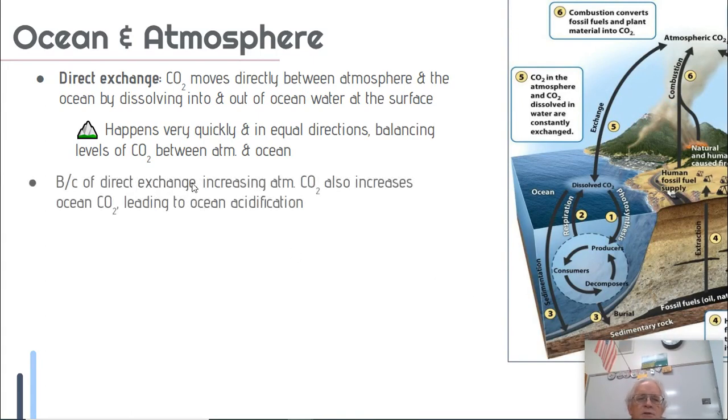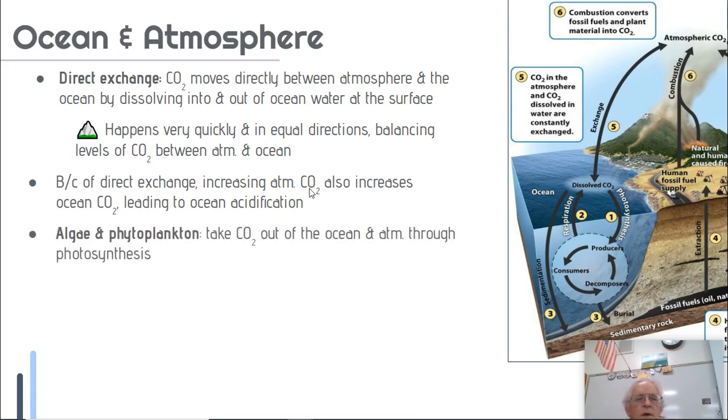Because of the direct exchange, increasing atmospheric CO2 also increases the ocean CO2, leading to ocean acidification. So when there's CO2 up here, it's going to become dissolved, and it's going to go directly into the water or be used via photosynthesis. Algae and phytoplankton take CO2 out of the ocean and atmosphere through photosynthesis.